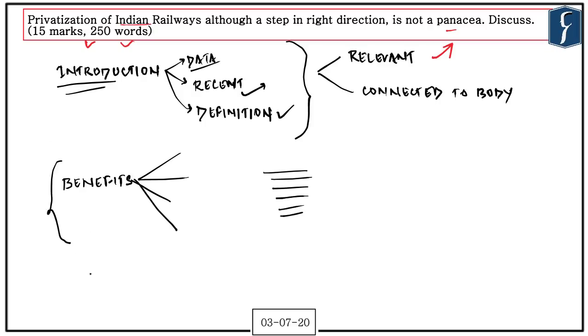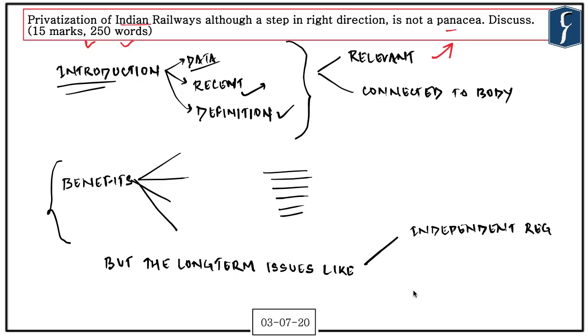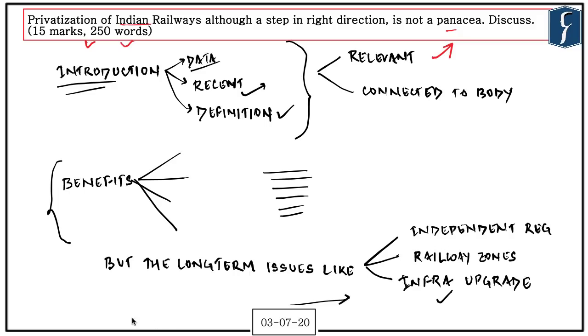But as soon as you finish this paragraph, you have to say, but the long-term issues like lack of an independent regulator in the railway sector, restructuring of railway zones, infrastructural upgradation. For example, if these mechanisms are successful, they will not automatically lead to the upgradation of railway tracks to modern ones. Indian Railways will have to make conscious efforts toward that. Then you can end it, and you must end with a conclusion. And finally, you can say that privatization of Indian Railways, although a step in the right direction, requires a lot of other steps to be taken as recommended by the Vivek Debroy committee, which should be followed by the government.